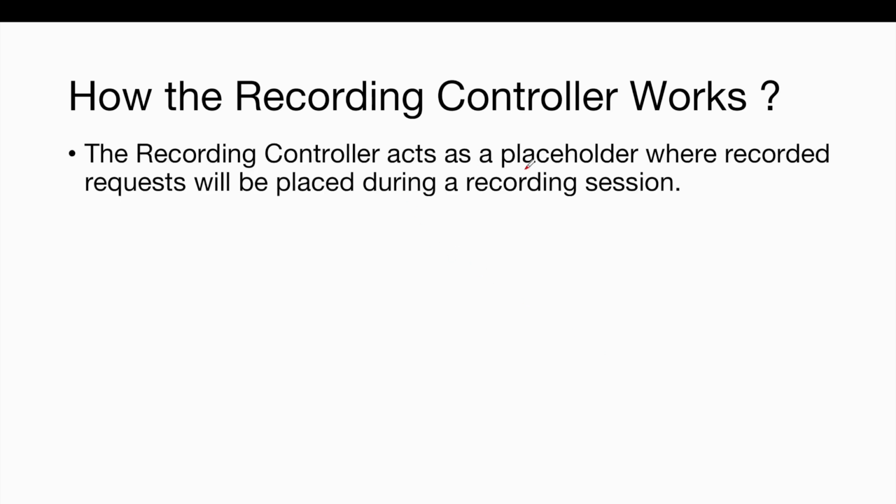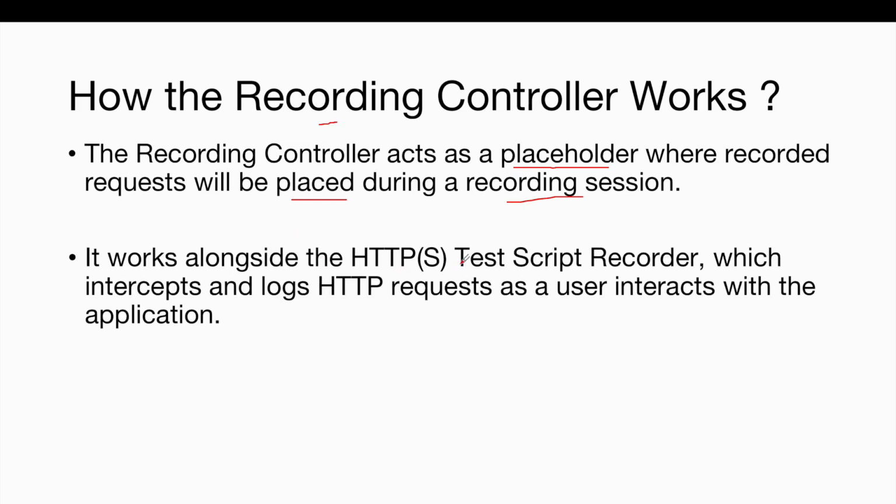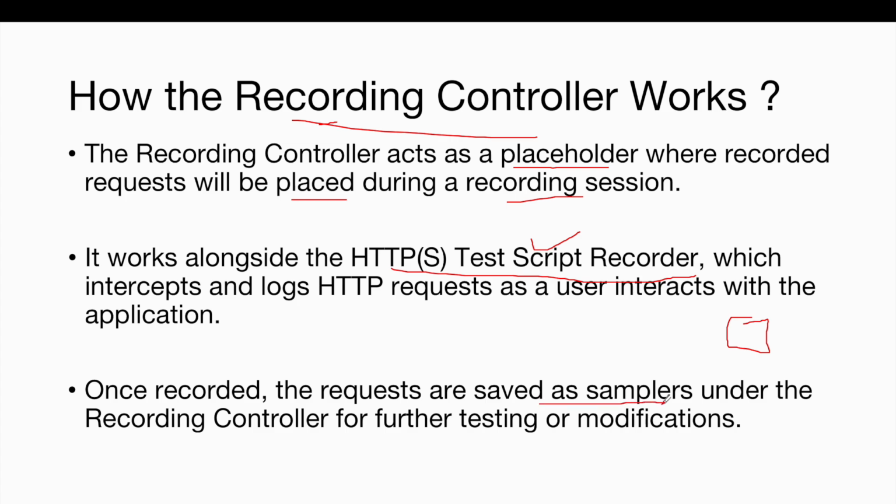The recording controller acts as a placeholder where recorded requests will be placed during the recording session. It works alongside the HTTPS test script recorder, which intercepts and logs the HTTP requests as the user interacts with the application. When the user interacts with the web application, the test script recorder will record the script and place it under the recording controller. Once recorded, requests are saved as samplers under the recording controller. The recorded scripts you can further test and modify based on your requirement.